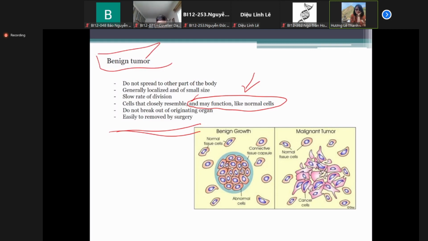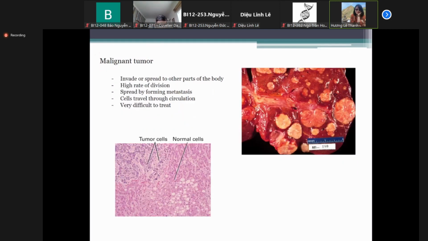So what about malignant tumors? They can invade or spread to other parts of the body. They have a high rate of division. They spread by forming metastasis. They travel through the circulatory system, and they're very difficult to treat. In this case, we have a cancer cell when we have a malignant tumor. This could go to metastasis.